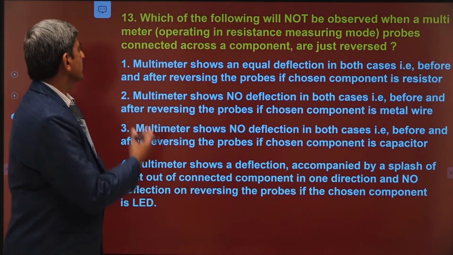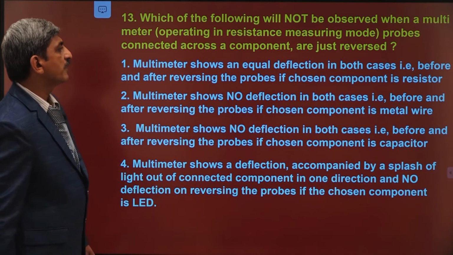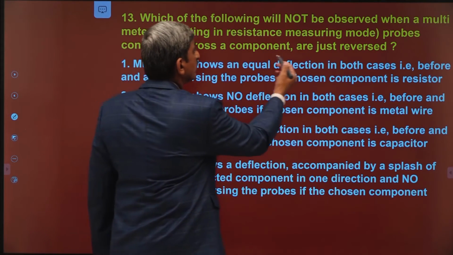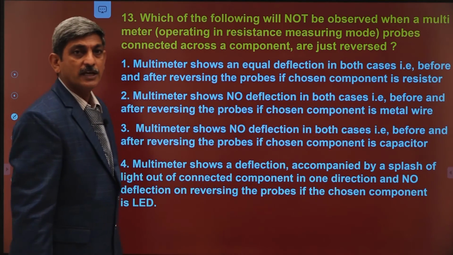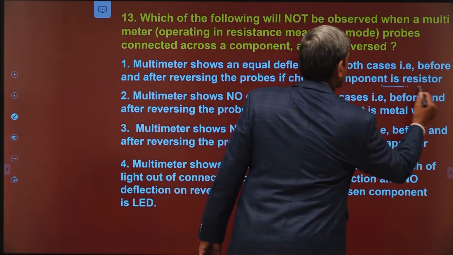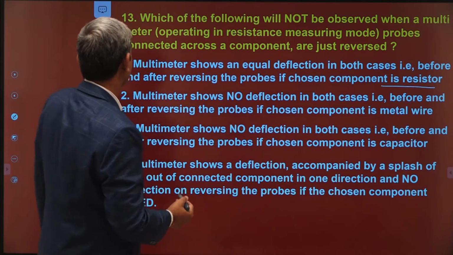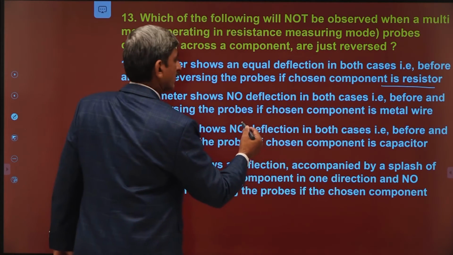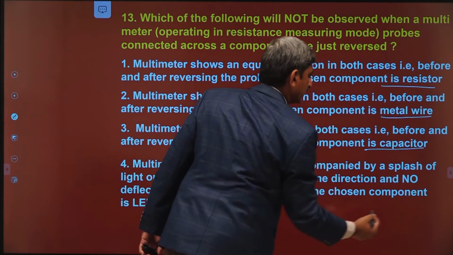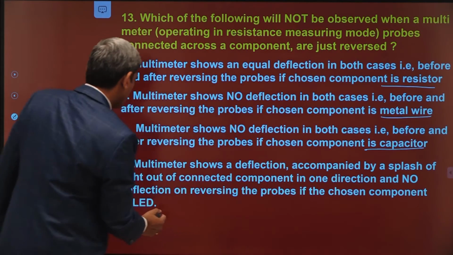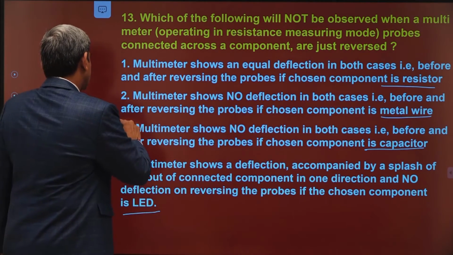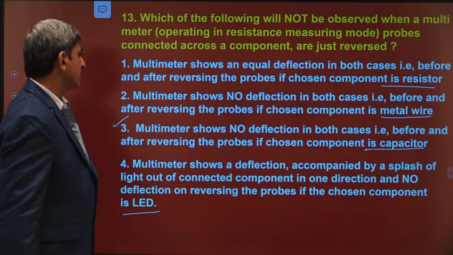Now come to the next problem. Which of the following will not be observed when a multimeter operating in the resistance measuring mode has its probes, connected across a component, just reversed? Here we have a multimeter. That multimeter is first connected across a resistor, then it is connected across a metal wire, and in the third case it is connected across a capacitor, and in the fourth case it is connected across an LED. Here, this is a theoretical question. For this the answer is 3.